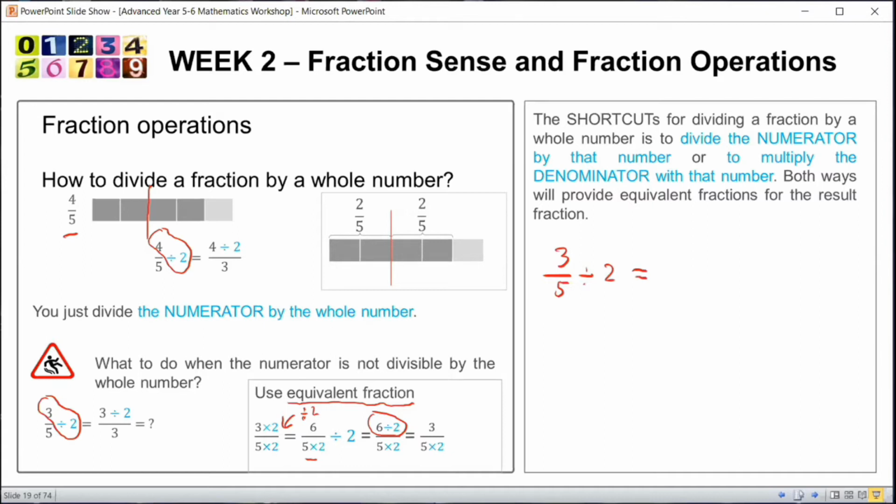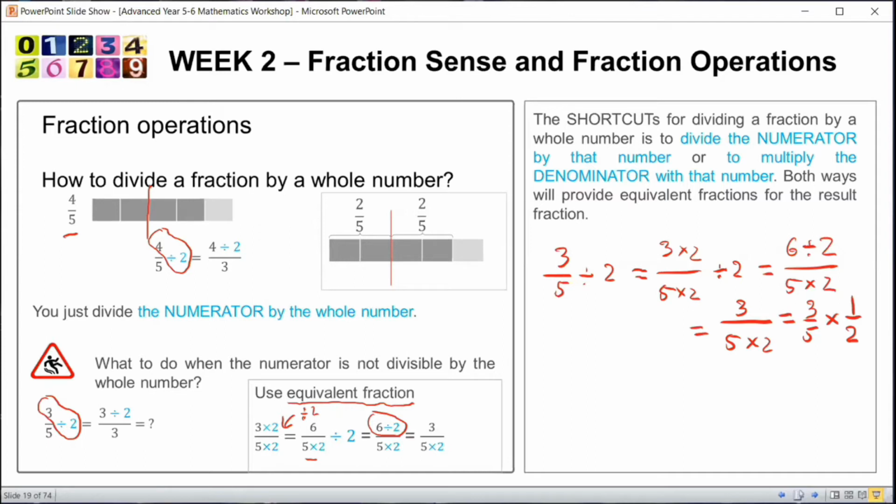it becomes 3 times 2. So we make an equivalent fraction, 5 times 2, and we divide by 2. So that equals 6 divided by 2 over 5 times 2. So that equals 3 out of 5 times 2. Now that equals 3 out of 5 times 1 out of 2. So it turned out that all you need to do is you time with the bottom. So that is a shortcut. So that's how it works.